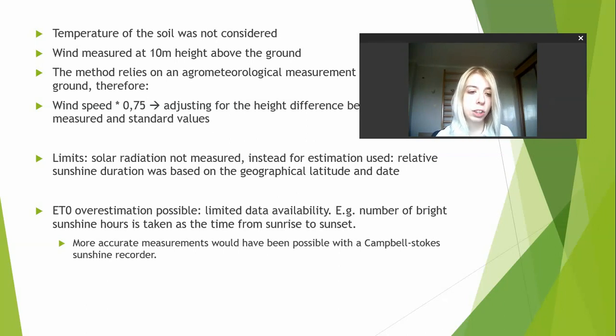A limit of this methodology is that solar radiation was not measured, but instead, for estimation, a relative sunshine duration was used, based on the geographical latitude and date, as we said, every day during the course of 13 years. So evapotranspiration is possibly overestimated since we have limited data availability. We assumed the number of bright sunshine hours from sunrise to sunset, even though maybe not every day has that number of bright sunshine hours.